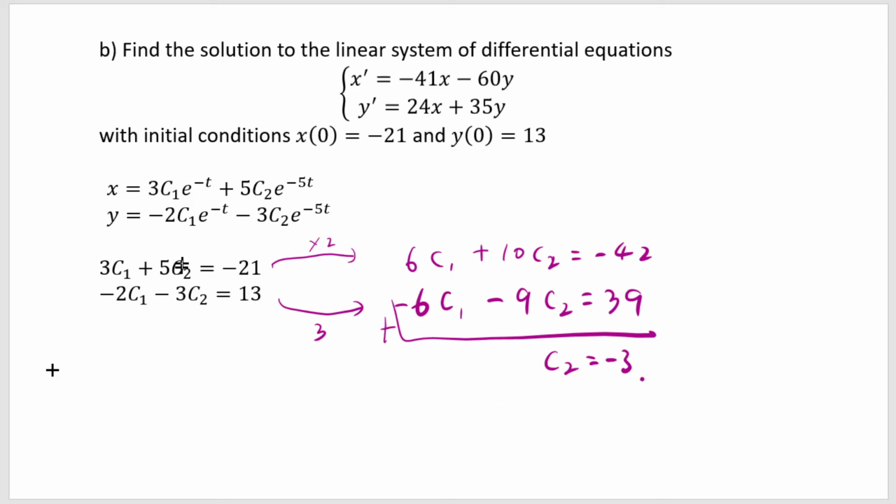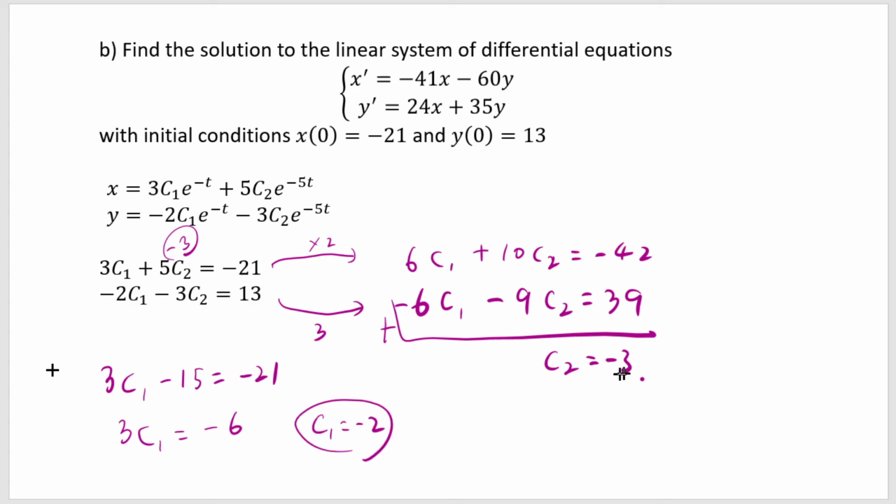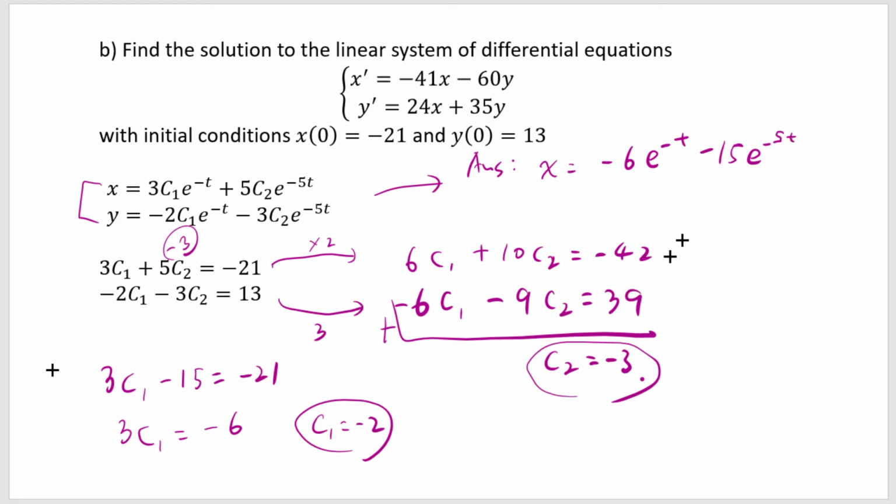Plugging that negative 3 back into one of these equations, so let's plug it in here, you get 3c1 minus 15 equals negative 21. So 3c1 is equal to negative 6, and therefore c1 has to be negative 2. So that's it. Now, plugging those values back into the equations that we got, we see that the final answer must be x equals negative 6 e to the negative t, negative 15 e to the negative 5t. All I did was plug these numbers into c1 and c2.